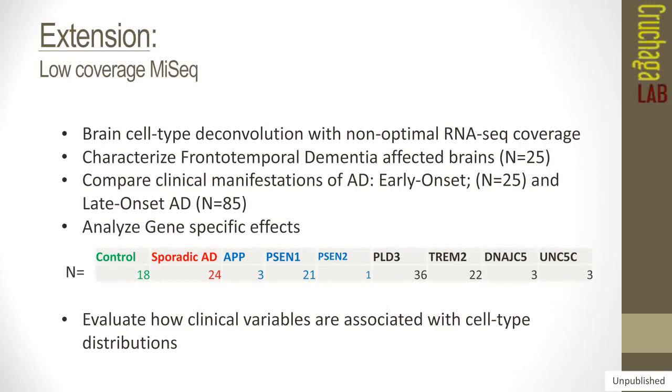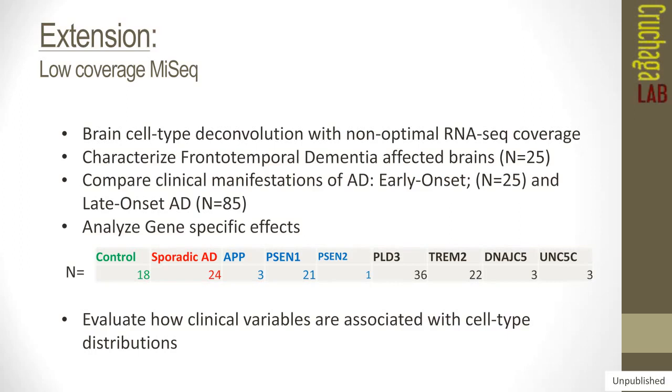So far, we were showing results using ideal sequencing environments. So we questioned whether we could also use non-optimal RNA-seq to test not only the reference panel, but also the samples that we are interested in. So we wanted to characterize also the frontotemporal dementia affected brains. We have in the lab access to 25 brains. And we wanted to also analyze the brain composition of different manifestations of AD.